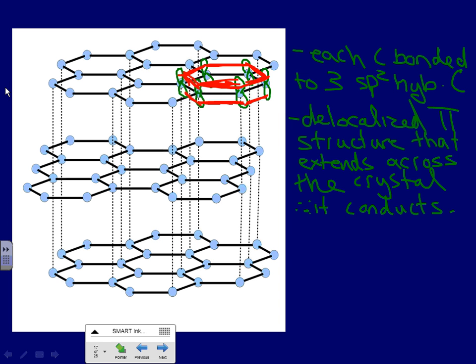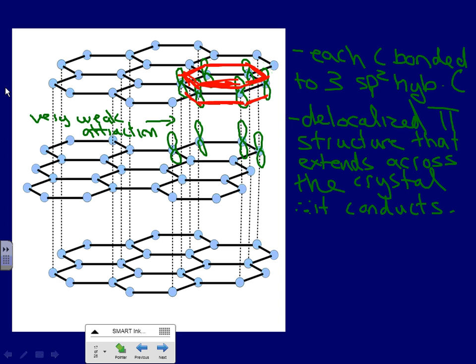Other properties come with this pi structure. There is a very weak attraction of the pi structure of one layer with the pi structure of the adjacent layer. So I'm going to put right in here, very weak attraction. It's almost like London forces attraction.